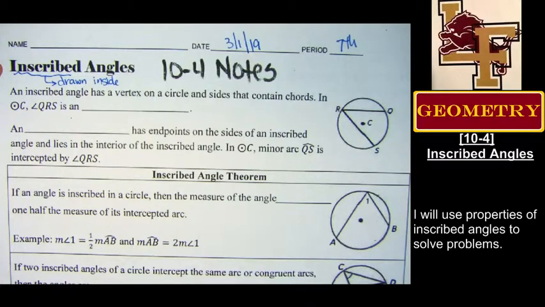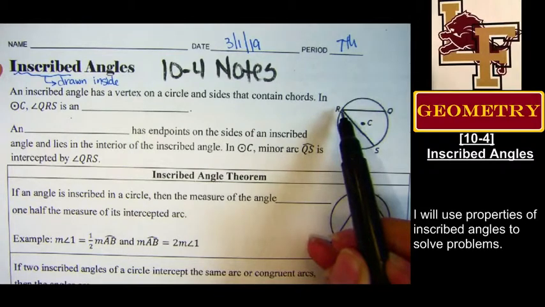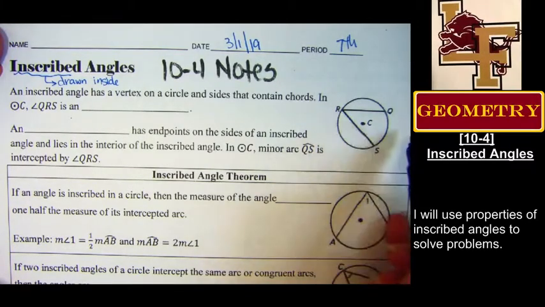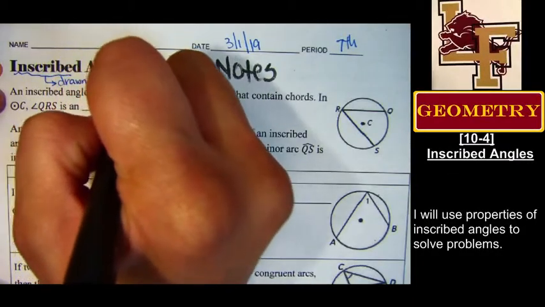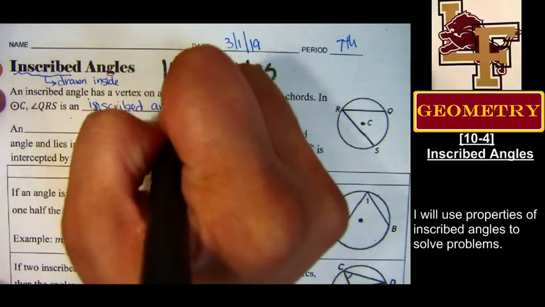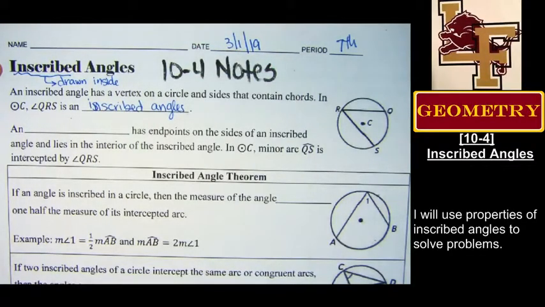The question is that we've already got an angle that's drawn inside of a circle, and that's our central angle. But a central angle goes from center of circle outwards. Inscribed angles go from somewhere on the circle through the circle. So this is an inscribed angle because the vertex is on the circle and the sides of the angle are chords that cut through the circle.